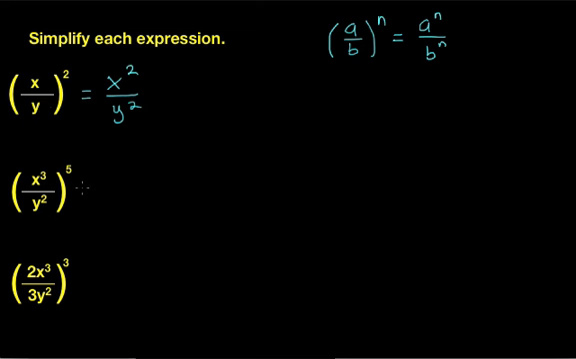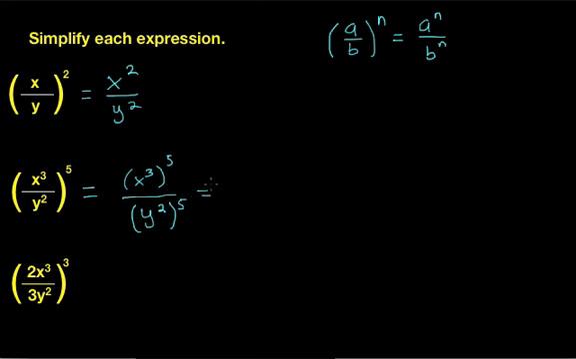So let's take a look at this second problem. We've got x cubed over y squared, and we're raising that to the fifth power. So we're going to distribute this outside exponent to both the numerator and the denominator. So we'll take our numerator, x cubed, and we're going to raise all of that to the fifth power. And then we'll take our denominator, y squared, and we're going to raise that to the fifth power.